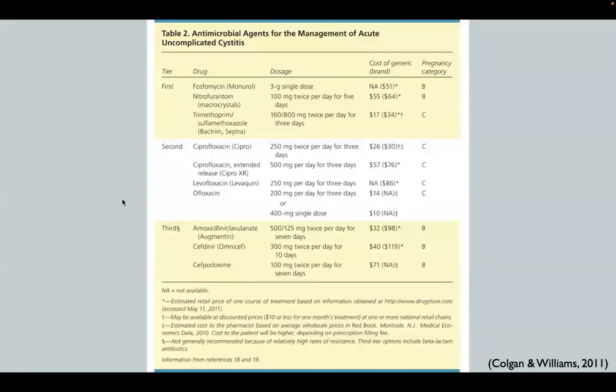I thought this was a really good chart because it showed you the first-line treatment and second-line treatment, as well as the dosage for each antibiotic and the frequency, as well as the pregnancy category.